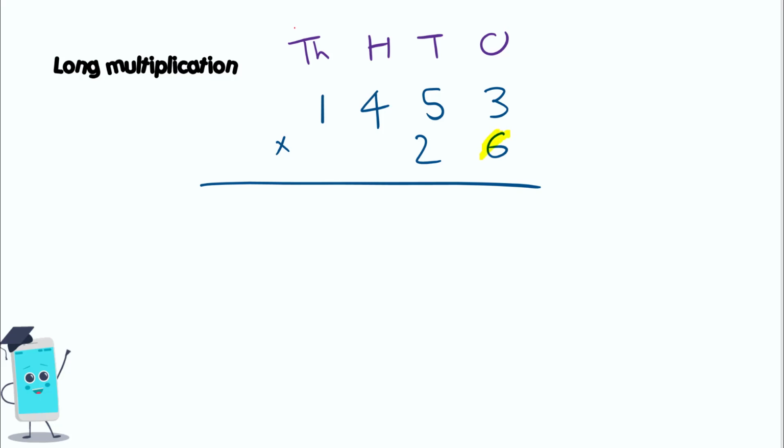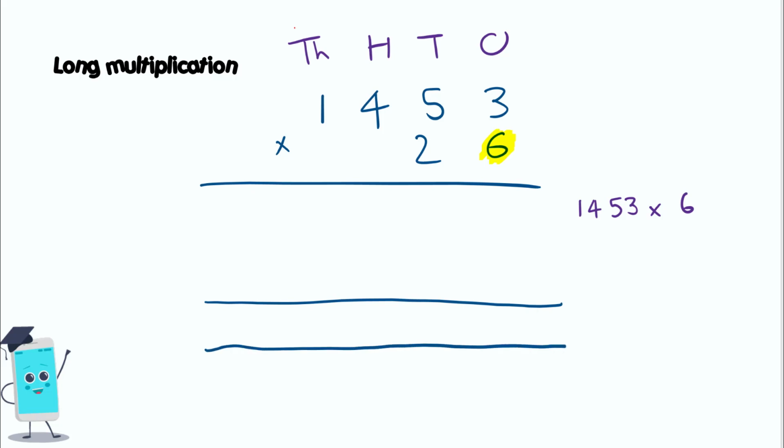Okay, it's exactly the same as we've been doing. We start by just thinking about this digit. So we're going to actually start by doing 1,453 times 6. That's what our first row is going to be. Now, in actual fact, what I often encourage students to do is to set your calculation out, put some large lines in for your 2 rows, and then put your answer line in.